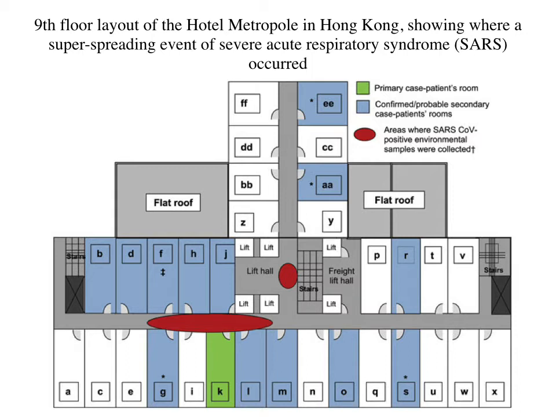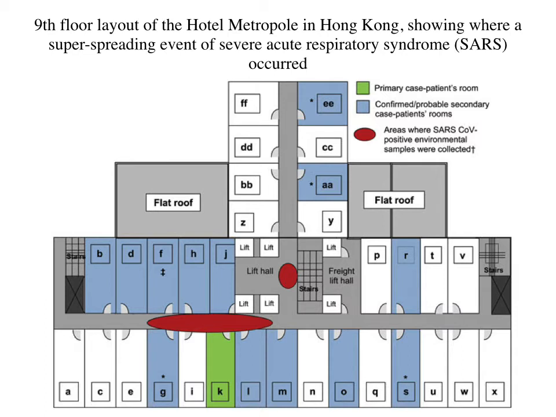And in this case, you can see the layout of the 9th floor of the hotel where the doctor from China who was infected with SARS came and was staying. And we saw a number of people who became infected in this hotel. And you see in green, that was the primary case patient's room, but all the rooms indicated in blue were secondary cases who contracted it either from direct interaction with the primary case patient or from contaminated areas.